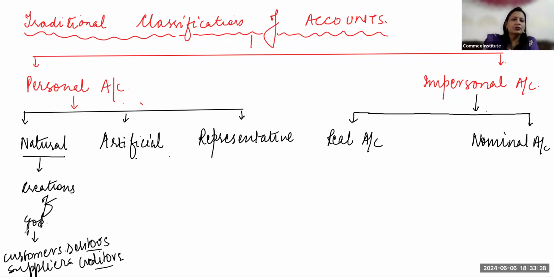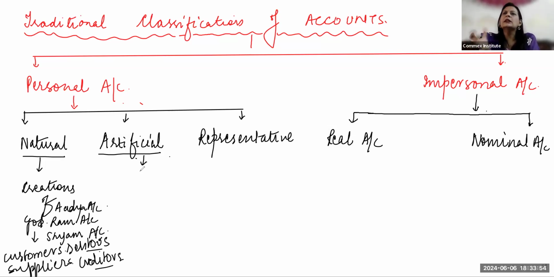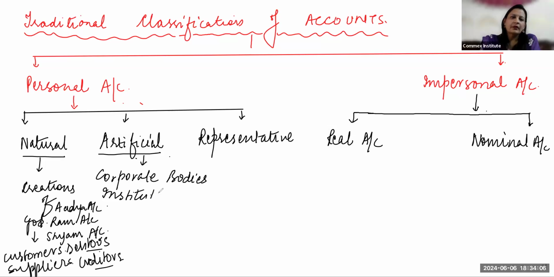So here, examples if I want to write, I can put Ram account, Shyam account, Mohan account. Not the names of gods only, it can be Adya account, the natural persons. Artificial persons means the corporate bodies or institutions or your banks. These are of course persons in the eyes of law, but these are artificially created. So here we have the corporate bodies. It can be institutions, or it can be banks.